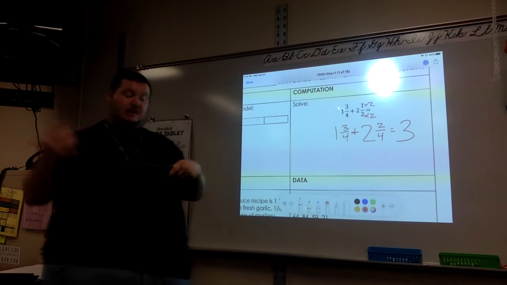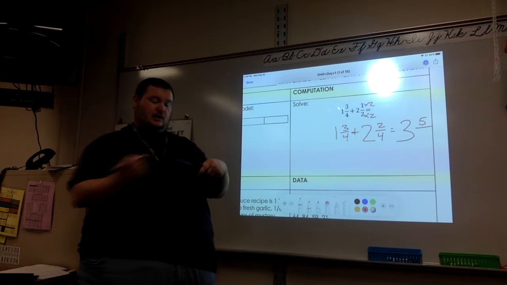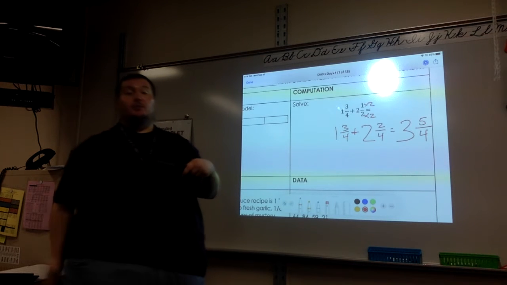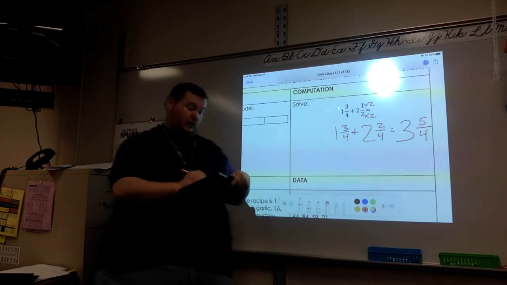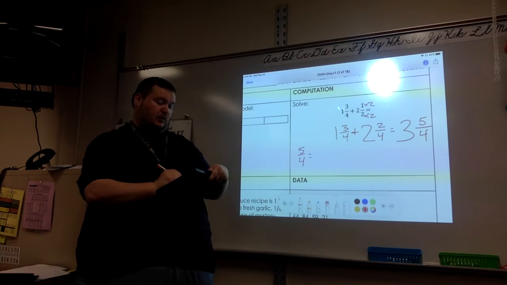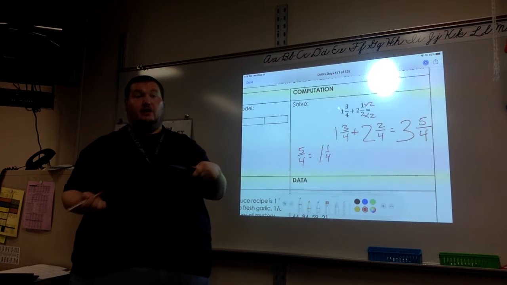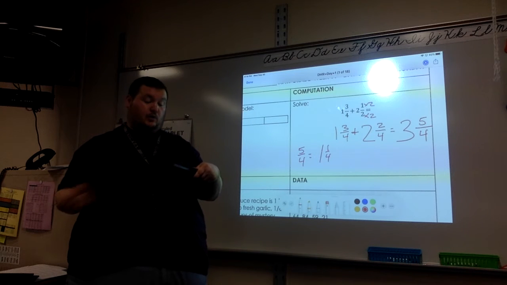Add your numerators, the top numbers first. 3 plus 2 is 5. And the bottom number stays the same, 4. The answer is 3 5/4. Now you can actually change it around. 5/4 is equal to 1 1/4. 4 goes into 5 one time with 1 left over, 1 1/4.